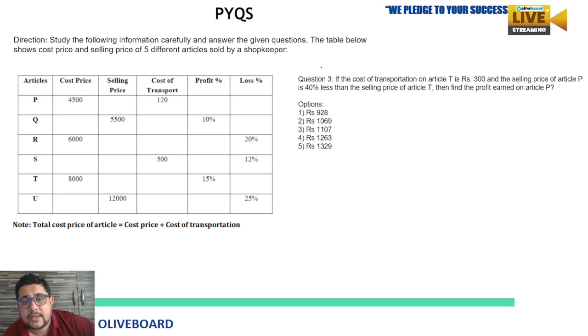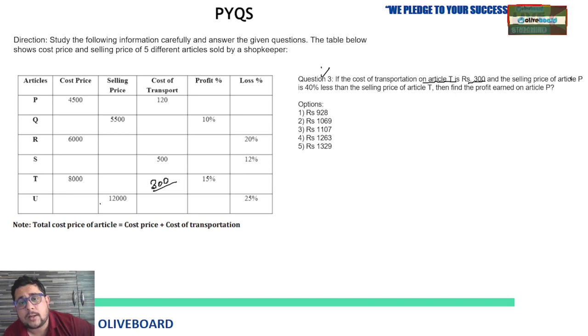Now the next question is: if the cost of transportation on article T is rupees 300. Okay, so on article T the cost of transportation is 300. Fine. The selling price of article P. So what you have to look out for is what the question is trying to say, what we need to calculate first, and what data they have given, which you just need to fill in.